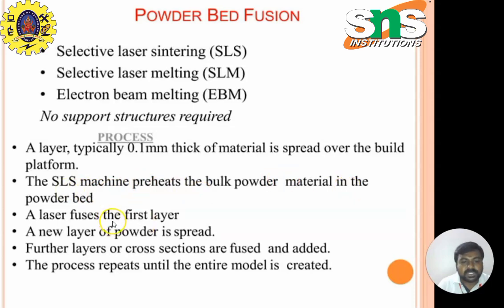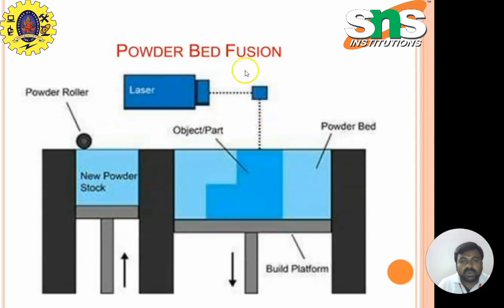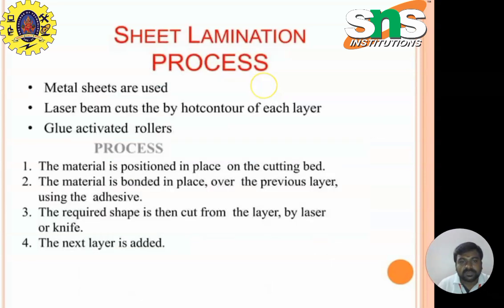A laser fuses the first layer. A new layer of powder is again spread. Further layers or cross sections are fused and added. The process repeats until the entire model is created. Here the laser source is used to bind the raw materials, that means powder materials. So this is powder bed fusion. This process is also called selective laser sintering. Sintering means to bind the powder particles together. It is called the sintering process.